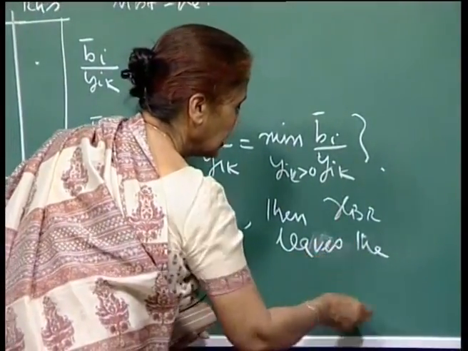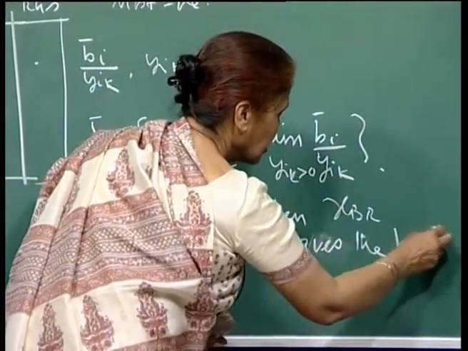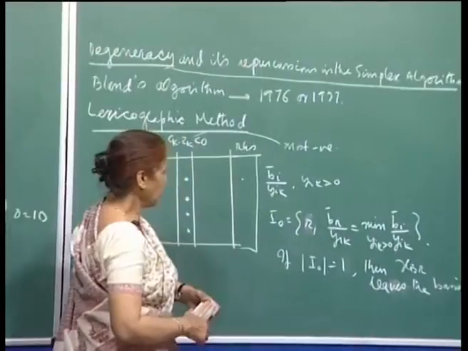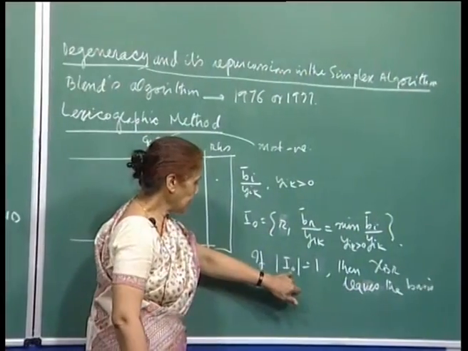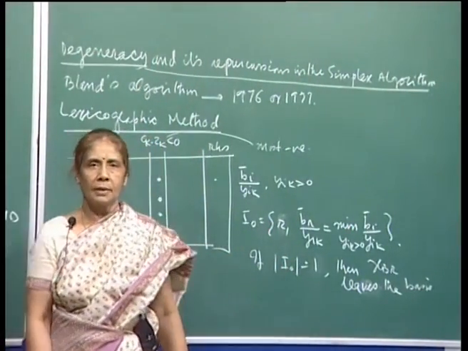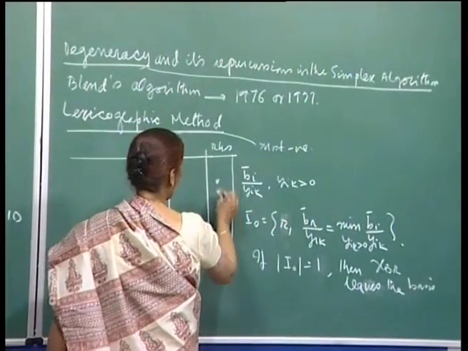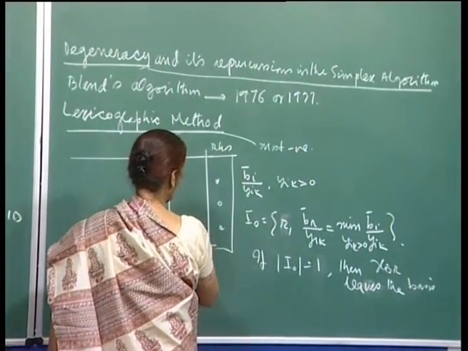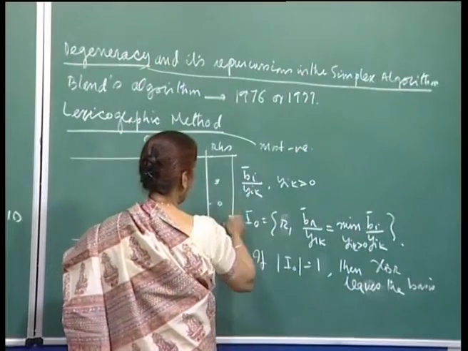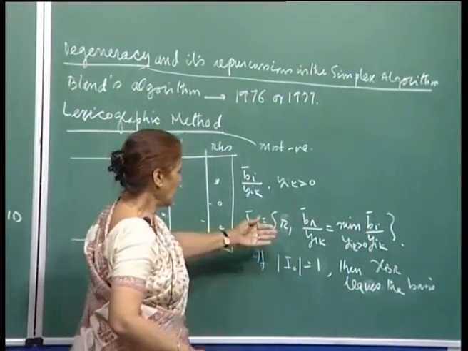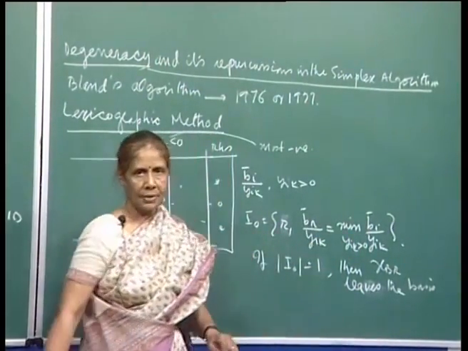leaves the basis, right. But the problem came when you had more than one index in the set I naught. That means there was a tie. Suppose for this and this there was a tie, right. All three ratios were the same. So then how do you decide which one exits the basis?